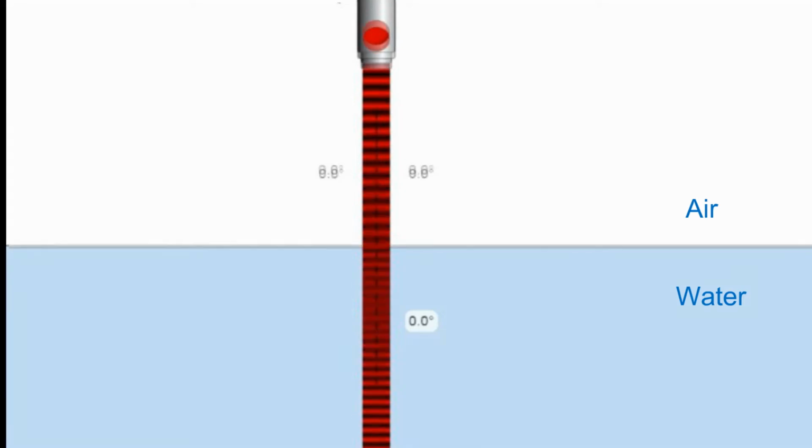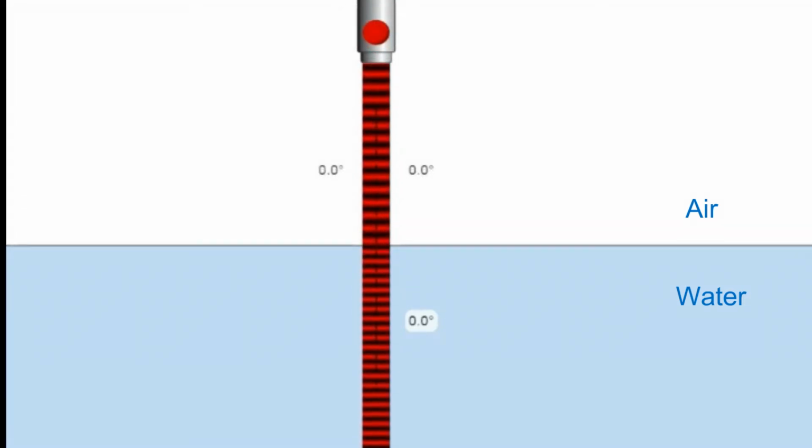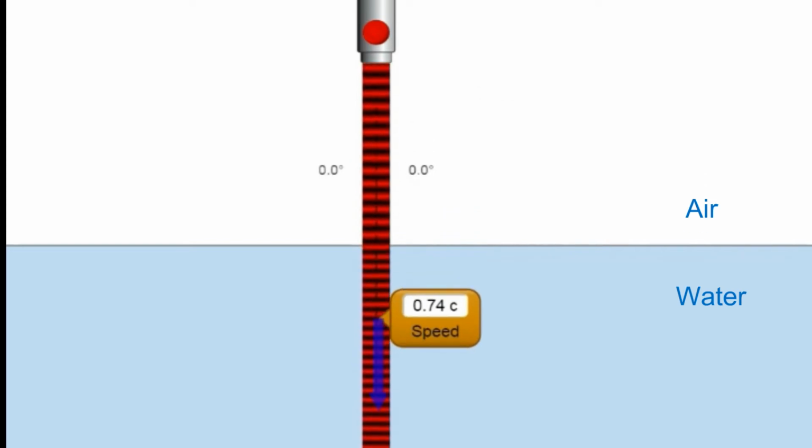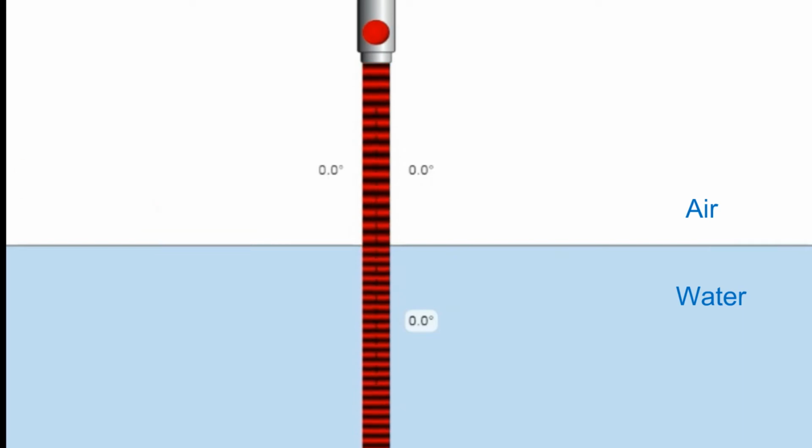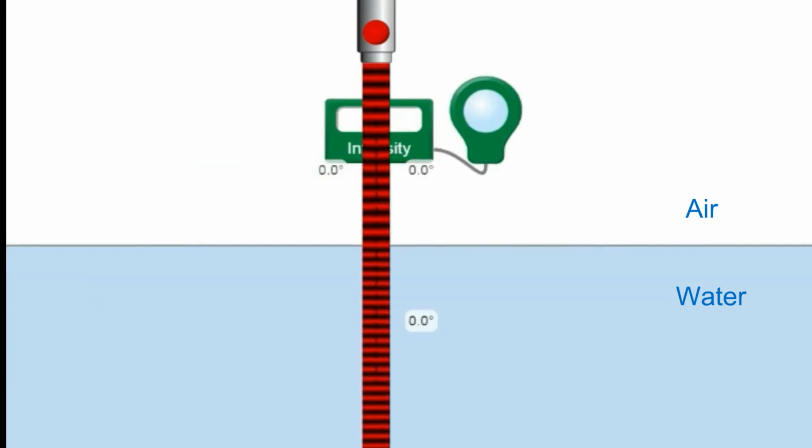Let us see that. So the speed of light in air is 1c. What about in water? In water it is 0.7c. See, here the speed is decreased. Clear, sir? But there is no refraction. But the speed of the light is changing when it enters from one medium to another medium. What about intensity? Will it be 100% in water? Let us check that also.